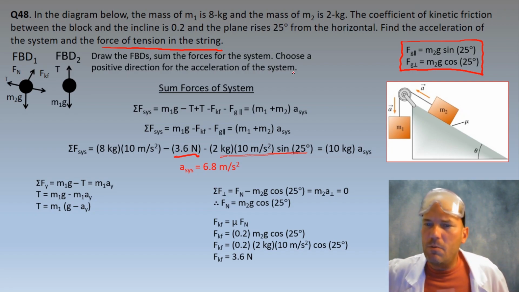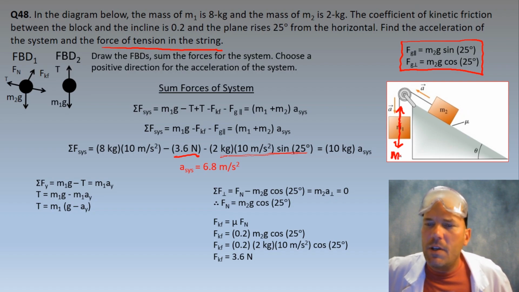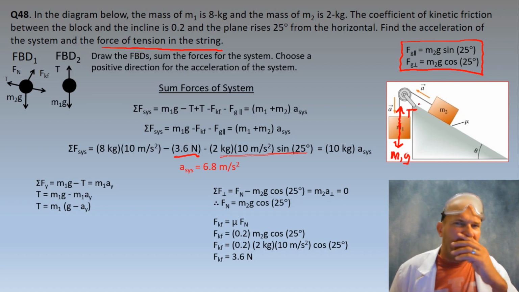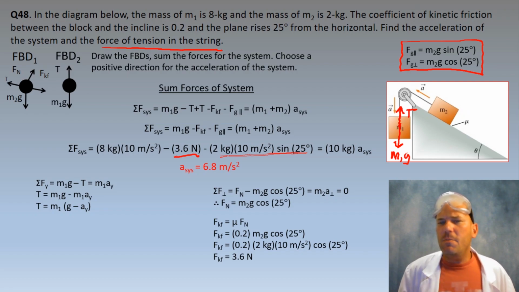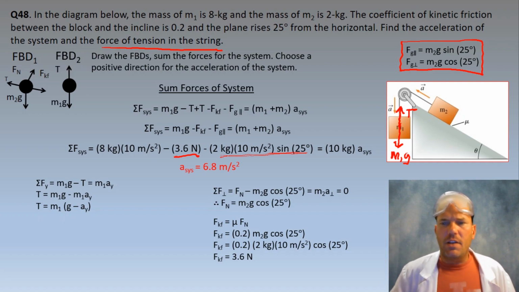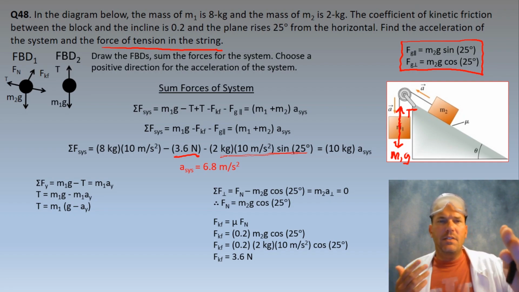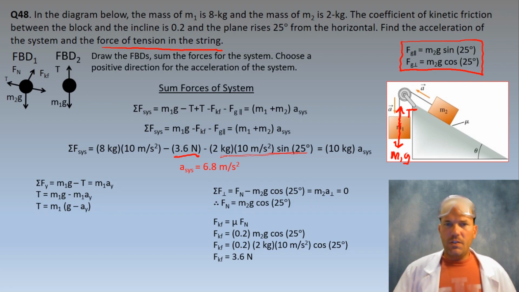In other words, what would this force of tension be if this object were at rest? Okay, so we have M1G and then we have T. It's in a state of equilibrium, which means M1G is equal and opposite to the force of tension. So mass 1 in this case is 8 kilograms, so 80 newtons should be the force of tension when mass 1 is at rest. That was 8 kilograms multiplied by 10 meters per second squared, okay?